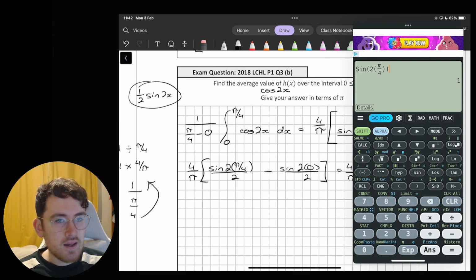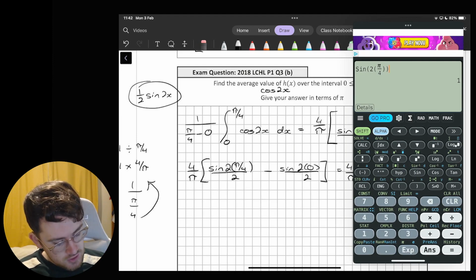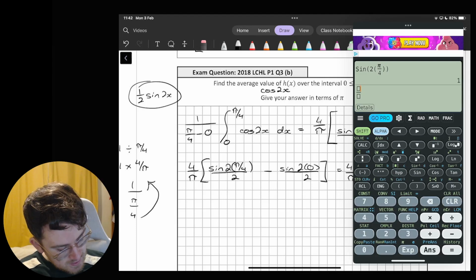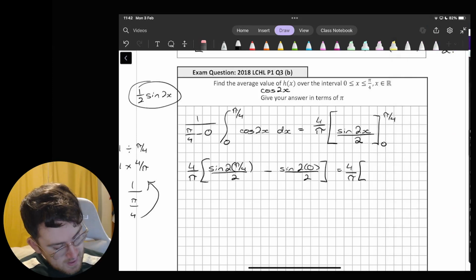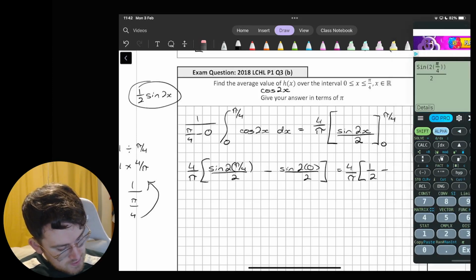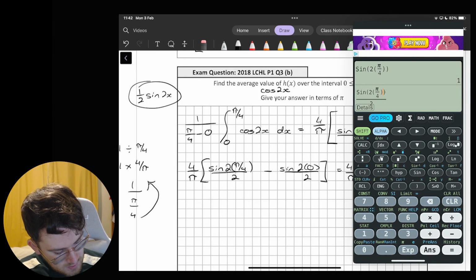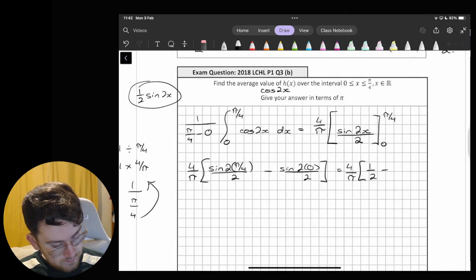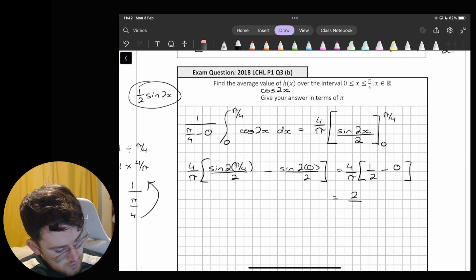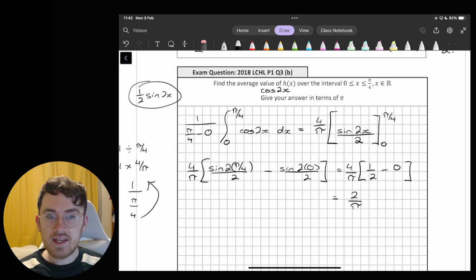Even having an idea as well, pi over 4 times 2 is pi over 2, so that's essentially equivalent to 90 in degrees, which should be one of those key values for my sine function. Anyway, putting all of that, it's sine 2 times pi over 4, all over 2, so that's going to be a half, minus, and then we can replace that one out with 0. We're expecting sine of 0, we already know is 0, so just 0 overall. Okay, so we get an overall answer then of 2 pi. Give your answer in terms of pi. We've done so.